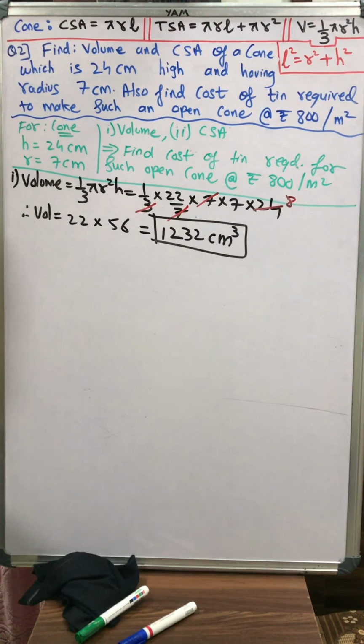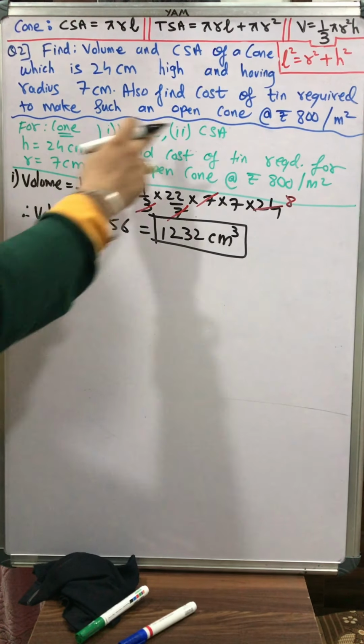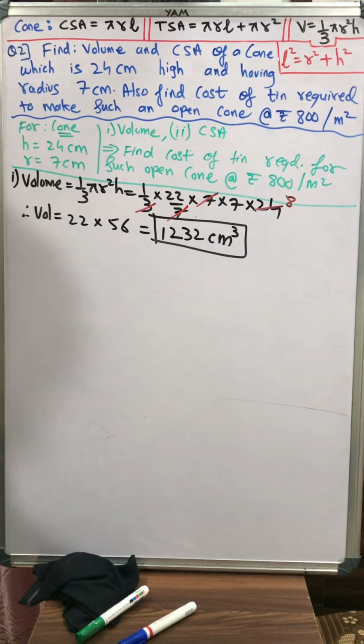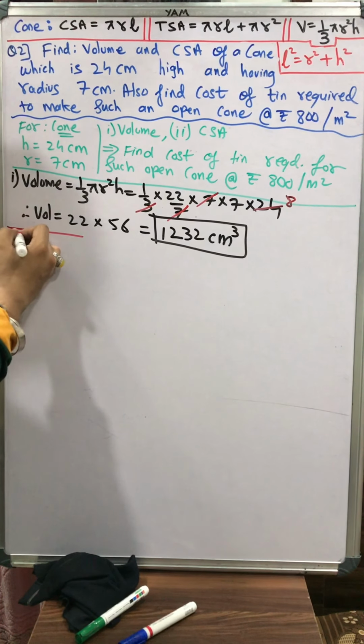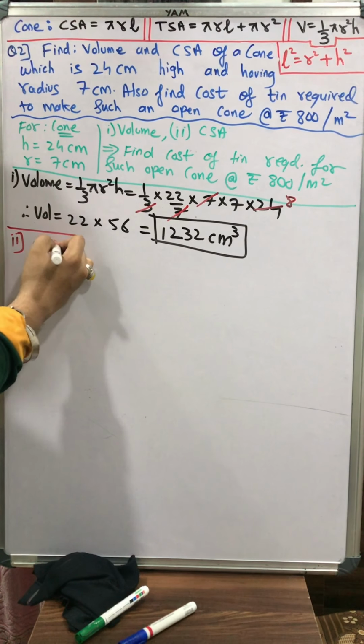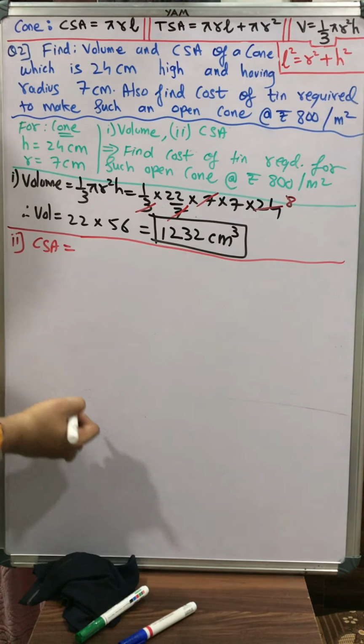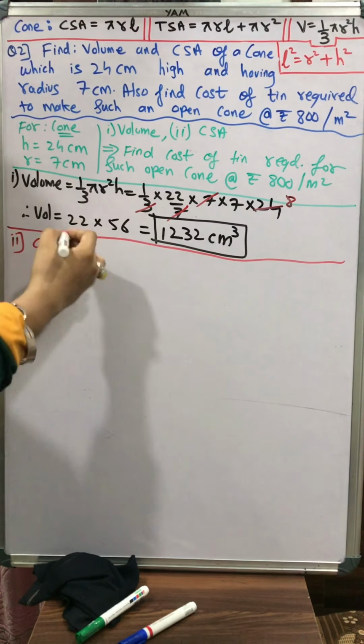Now, students, it's time to solve the second part. The second part is curved surface area. Let me write over here: curved surface area, CSA. What's the formula for curved surface area? The formula for curved surface area is pi RL.